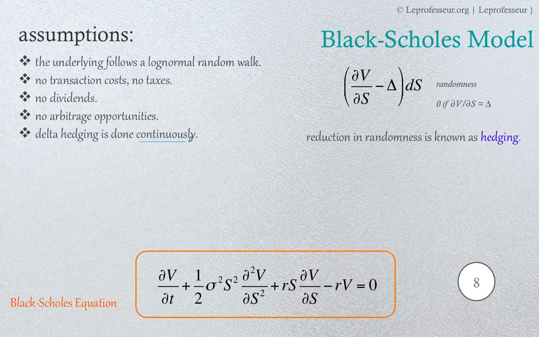So that's important. Delta hedging needs to be done continuously. In efficient markets, people are all the time buying and selling assets. Activity never stops.